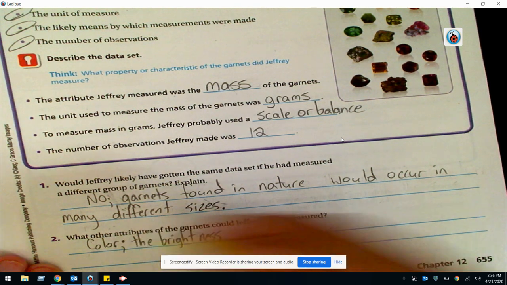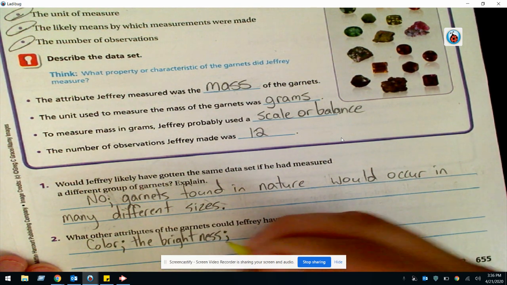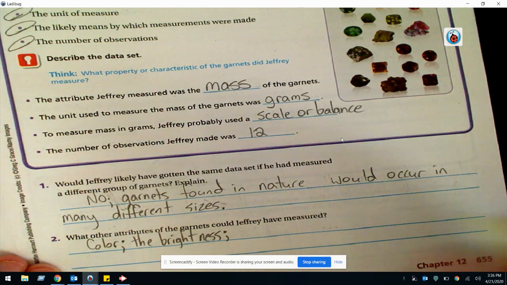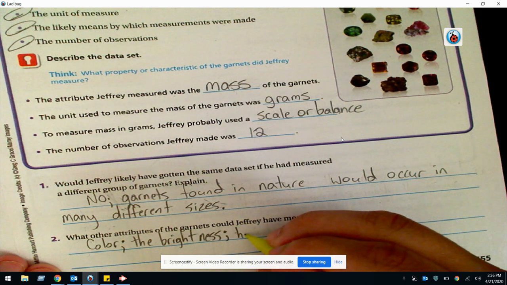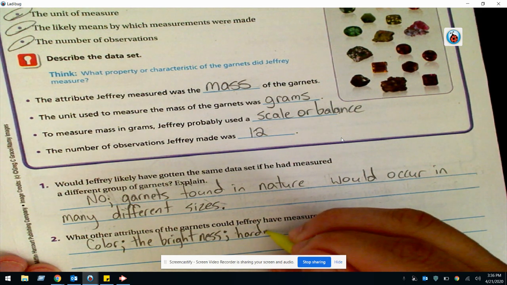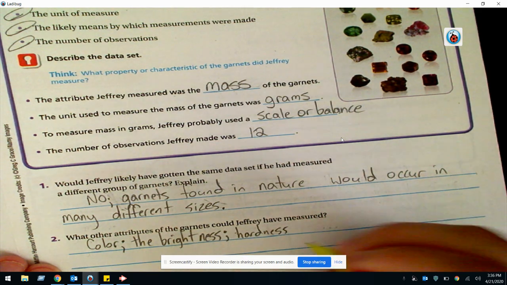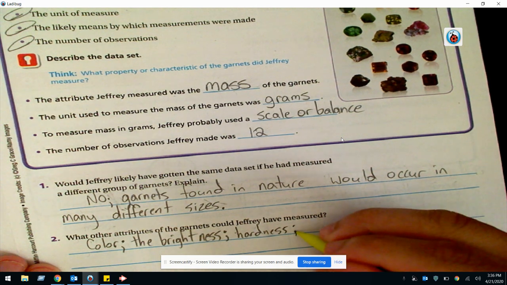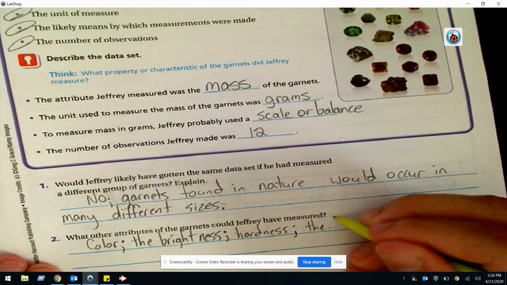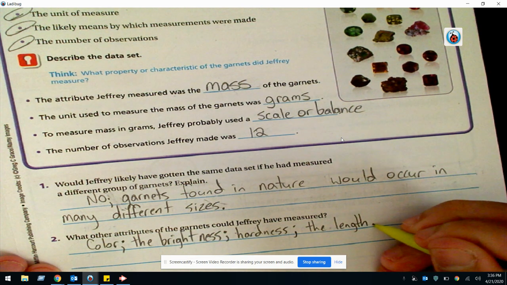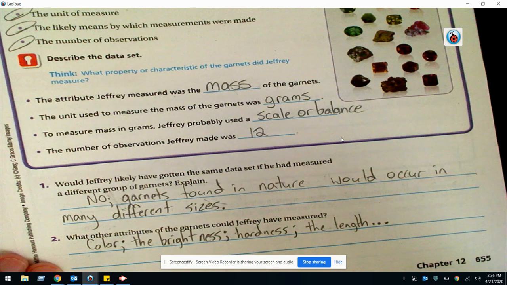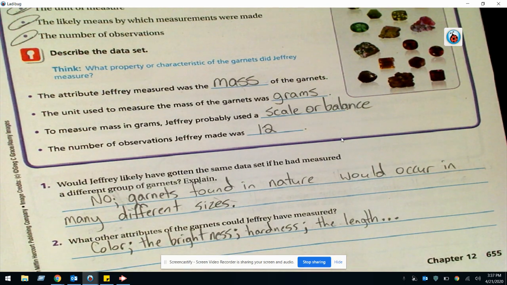Pardon me. You can also look at, because these are minerals, you can talk about the hardness of each one. You can talk about the length. You can pick many different attributes that could possibly be discussed. But these are just different examples. So you can see there's color, the brightness, the hardness, the length, or the mass.